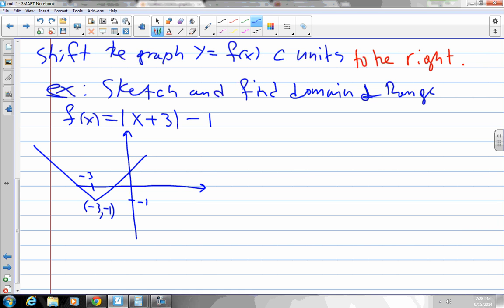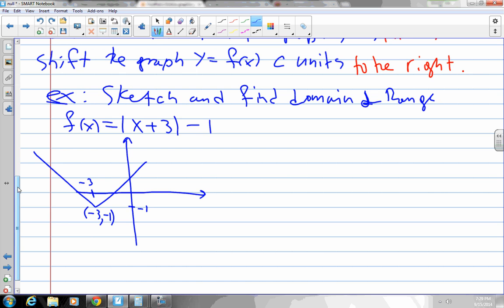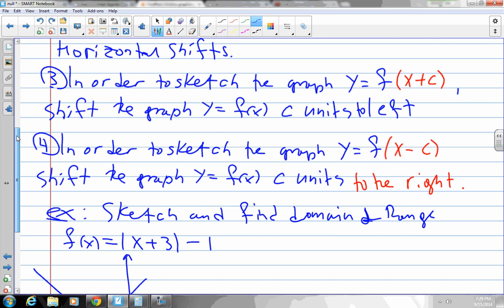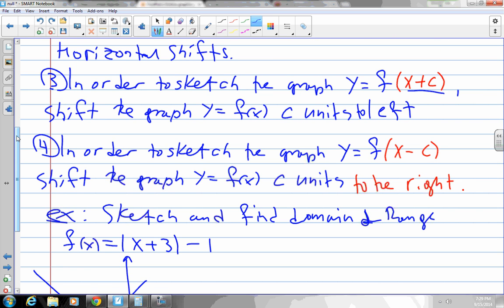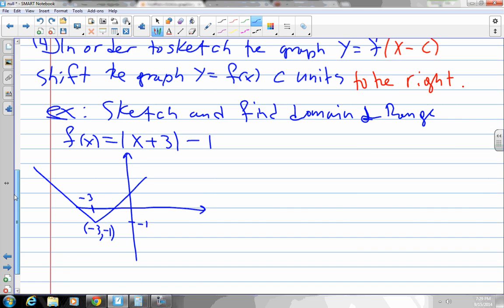Because I'm adding on the inside, right? I'm adding directly to the variable. So this is that story. So going to the left. Again, this is what I mean by opposite of what feels right.